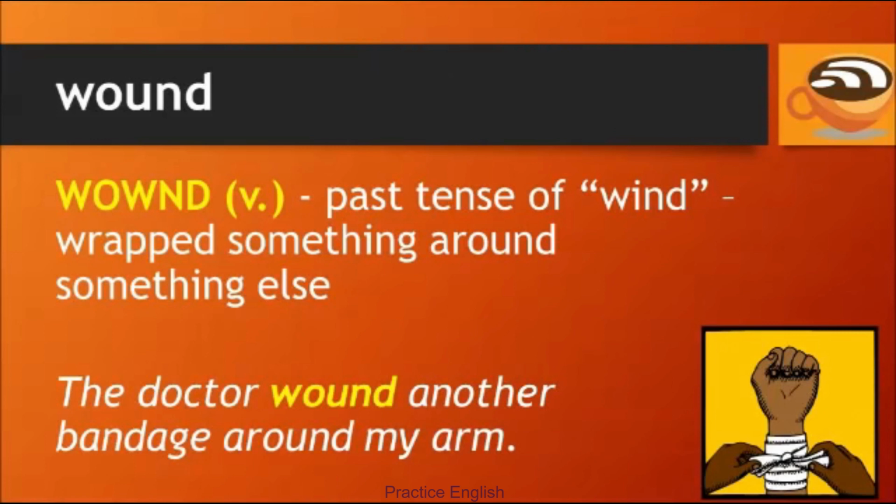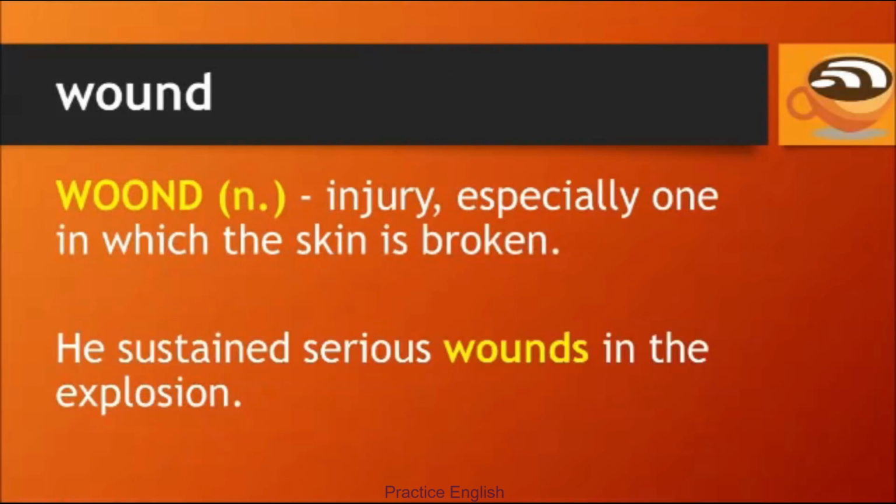And finally, we have wound and wound. Wound is the past tense of wind, meaning wrapped something around something else. For example, the doctor wound another bandage around my arm. Wound means an injury, especially one in which the skin is broken. For example, he sustained serious wounds in the explosion.